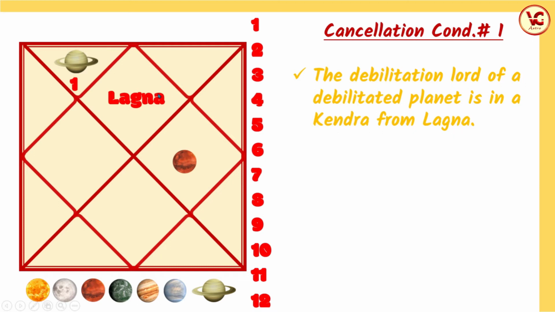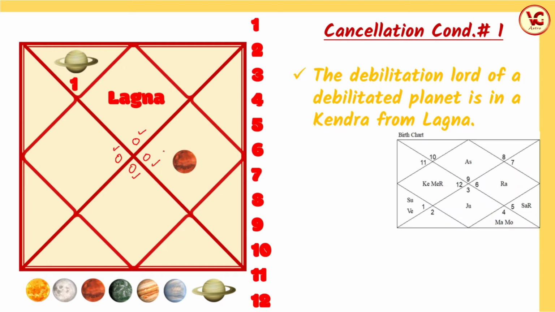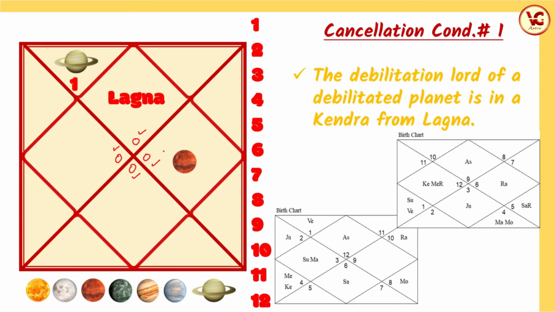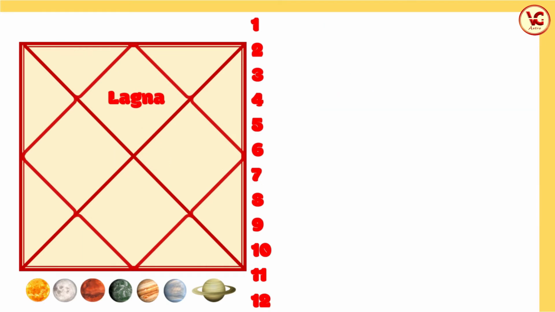So we have to understand, this is Lagna and these are the Kendra houses. I have taken one example. Mars is here, so cancellation is happening. Mars can be in any of these houses and cancellation will happen. These are the example charts. You can check which planet is fulfilling this condition. Moving to the next condition.